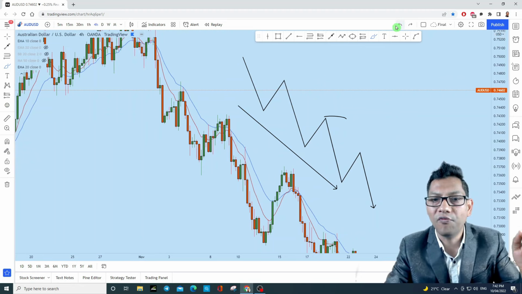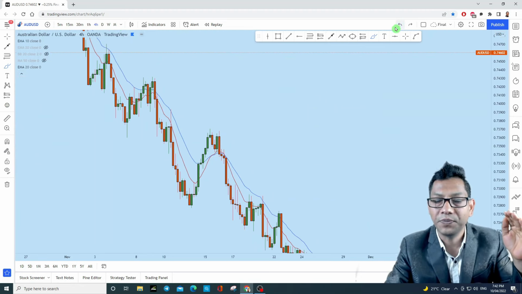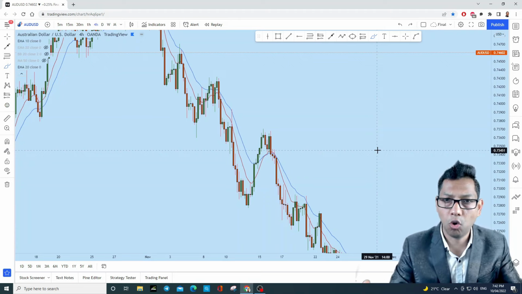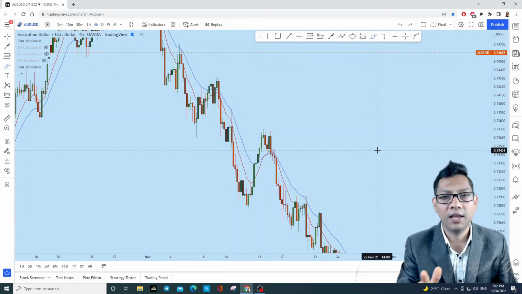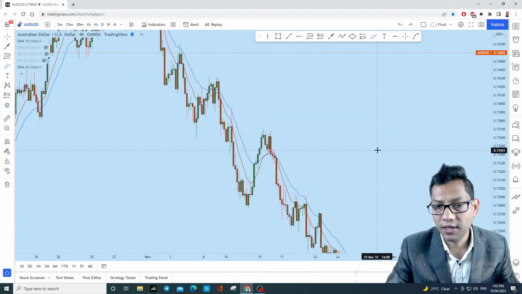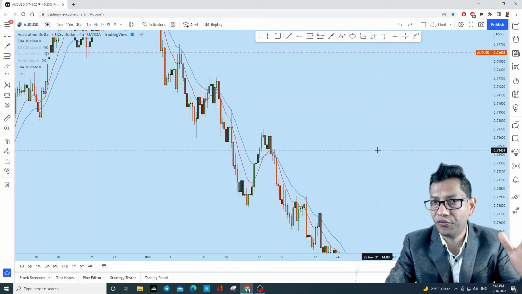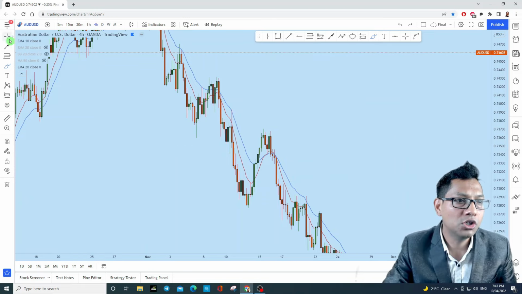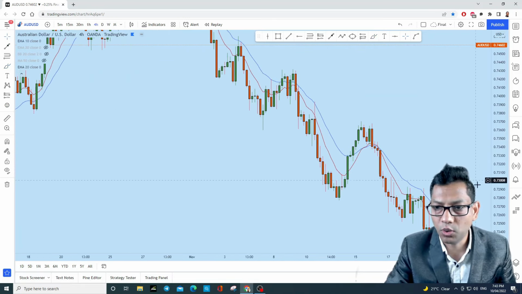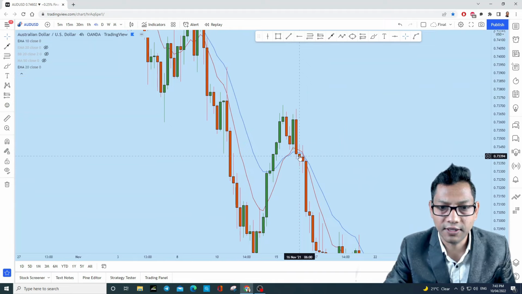So once you have found the direction of the trend, always keep your bias to trade along the direction of the trend. No matter what, the trend is always your friend until further notice. So let's say this one, consider this trade here, this candle. This is the most important candle in this zone.